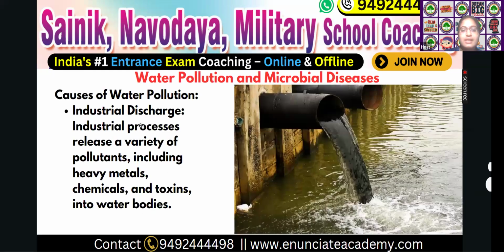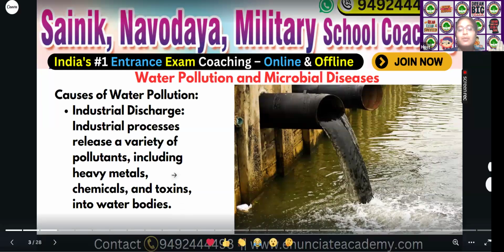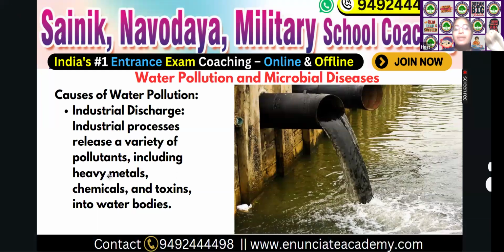What are the causes of water pollution? The first one is industrial discharge. Industrial processes release a variety of pollutants, including heavy metals, chemicals and toxins, into water bodies. Do you understand, children? What are the pollutants in industrial waste? Heavy metals, chemicals and toxins. When we dump this type of waste into a nearby water body, it leads to water pollution. So industrial waste is also one type of water pollution.